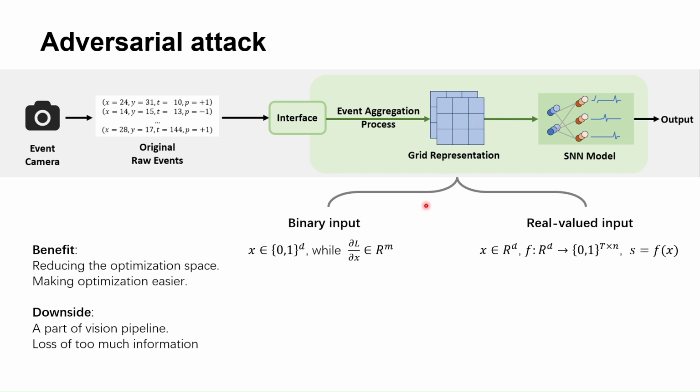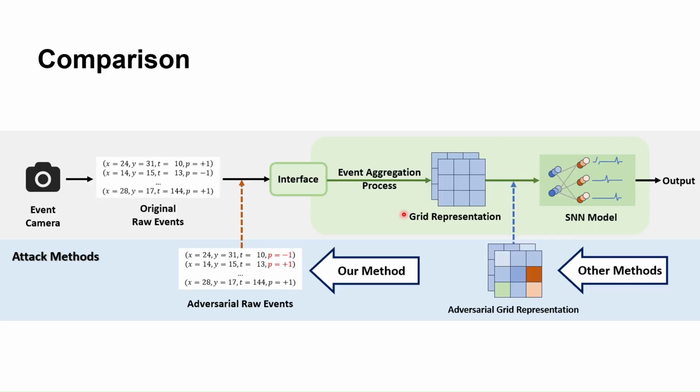So, what if we take it a step further and directly attack the raw event data? This is the primary focus of our study. As shown in the figure, the difference between ours and the existing methods is clear. Our attack method avoids the issues associated with grid-based approaches. Compared to the traditional methods, our modifications to the original event state are minimal.